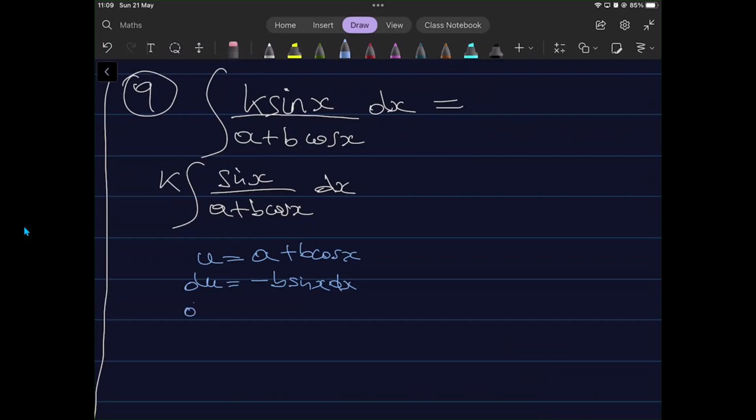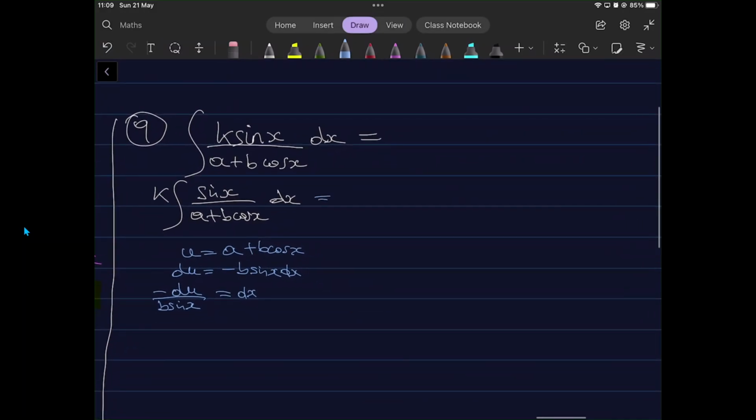Divide both sides by negative b sine of x, and you get all this. Now, next we must write this integral in terms of u. So we get k lots of the integral of sine of x over the denominator. We said the denominator was going to be u, and dx is replaced by negative du over b sine of x, and the signs cancel.